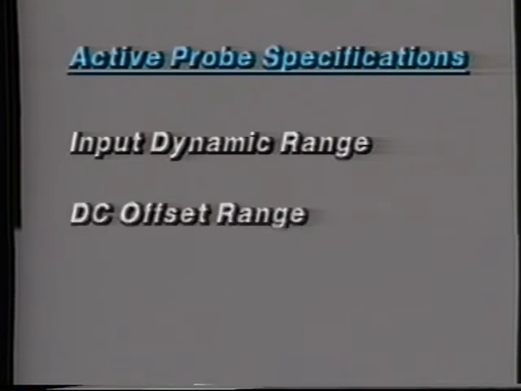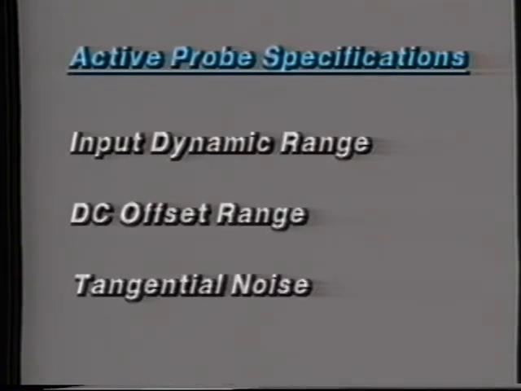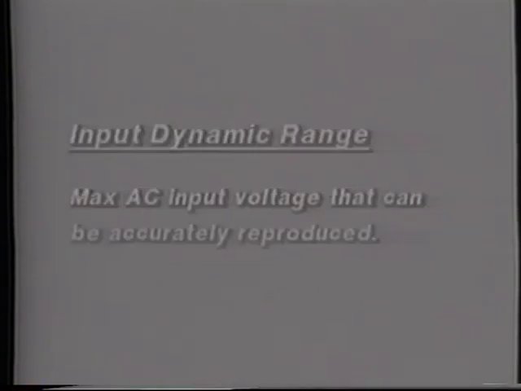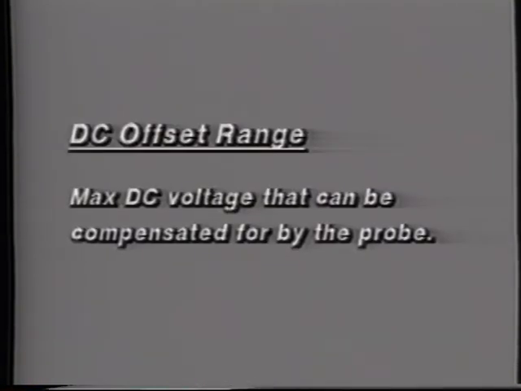Other specs, such as input dynamic range, DC offset range, and tangential noise, are new. Input dynamic range lists the maximum AC input voltage that the amplifier in the probe can accurately reproduce. DC offset range gives the maximum value of DC voltage that can be compensated for in the circuit under test by the probe's offset circuit. And tangential noise is a figure of merit for the probe's amplifiers. It establishes a noise floor below which measurements cannot be made.